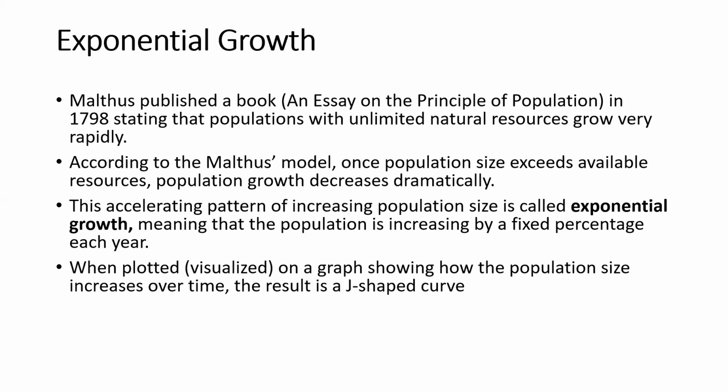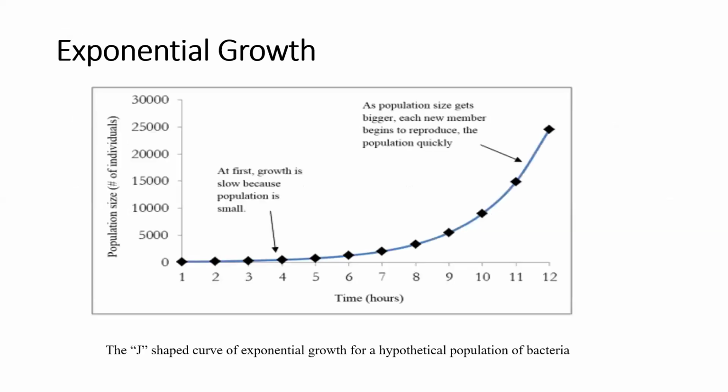This accelerating pattern of increasing population size is called exponential growth, right? It grows rapidly, meaning that the population is increasing by a fixed percentage each year. So when plotted on a graph showing how the population size increases over time, the result is a J shape. This is the exponential growth.